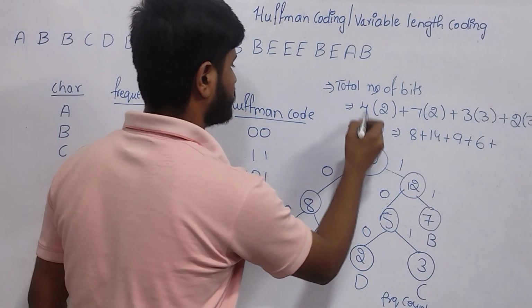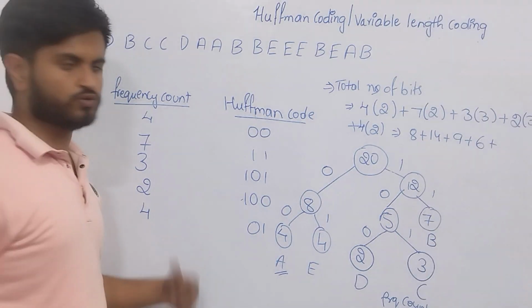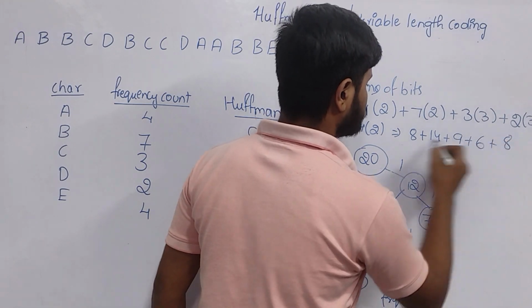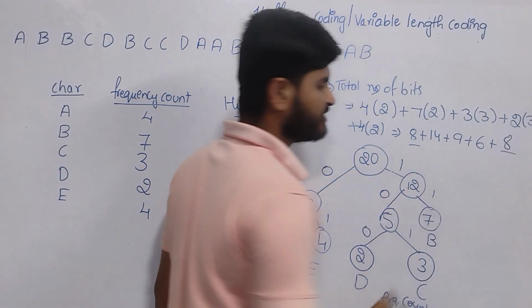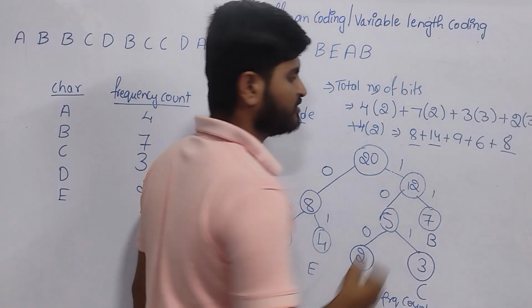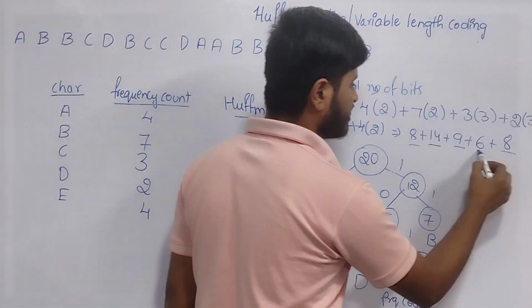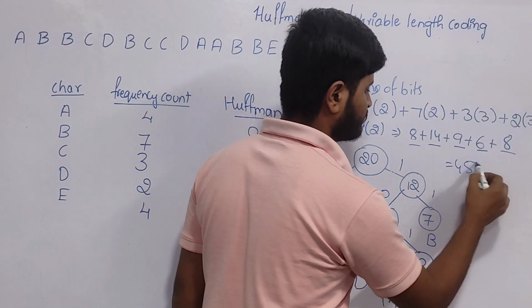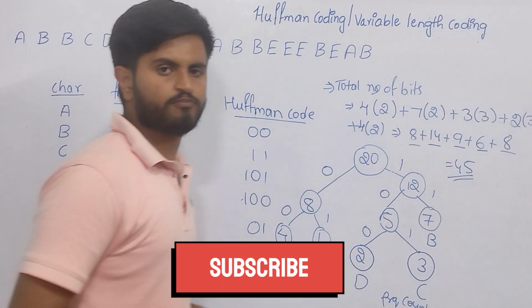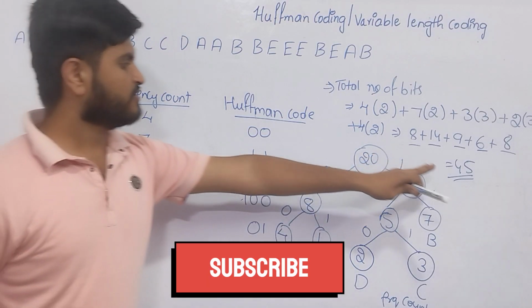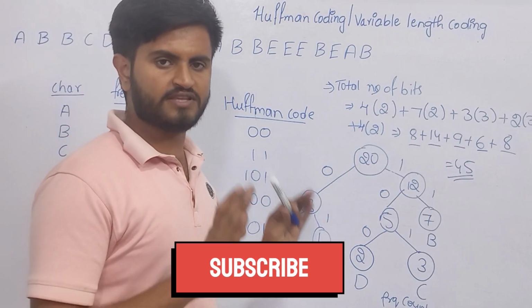So here I forgot to write the value for 4 into 2 now. So 4 2s are 8, so 8 plus 8 is 16. 16 plus 14 will be 30. 30 plus 9 will be 39. 39 plus 6 will be 45. So we got the total number of bits used here, that is 45. So this completes the problem.